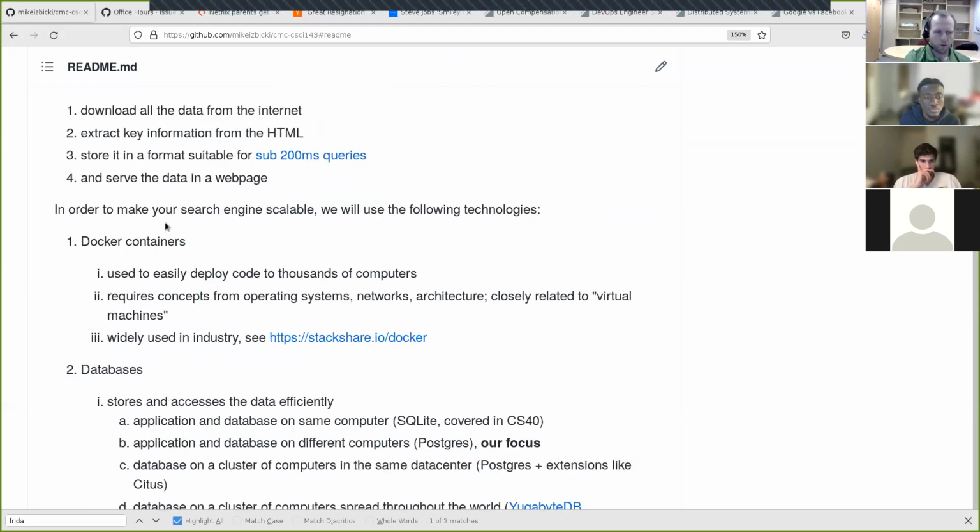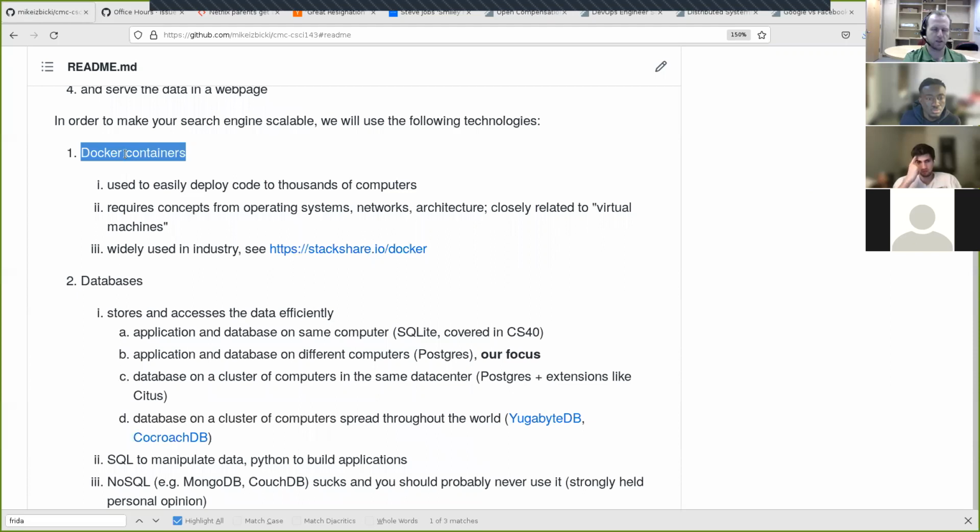Some of the technologies that we'll be using to make this search engine. The first one that we'll be covering in roughly the first 3 weeks of this course is called Docker containers. And this is the main technology that's used to have your system deployed on thousands of computers at once, to have this army of computers that you control working together to accomplish whatever your task is.